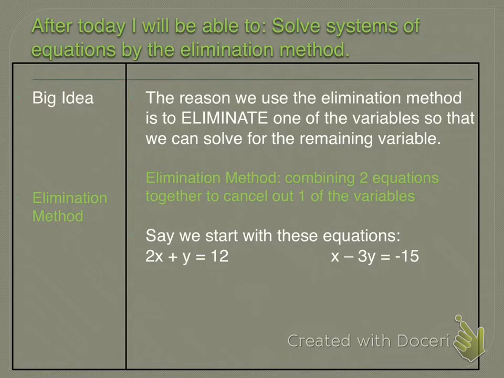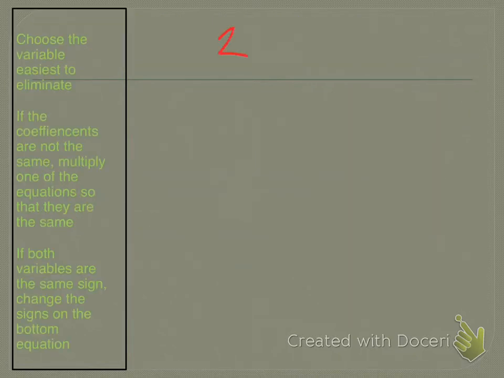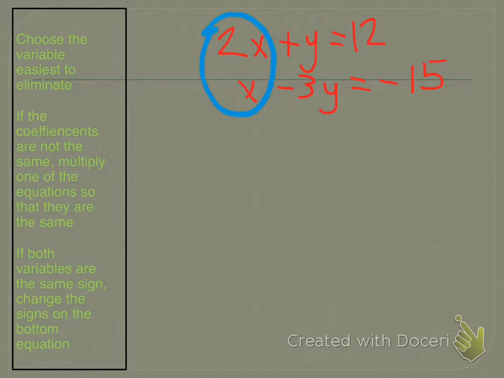But let's say that we start with these two equations. 2x plus y equals 12 and x minus 3y equals negative 15. Here we go. So 2x plus y equals 12 and x minus 3y equals negative 15. Now, the first step, choose the easiest variable to eliminate. You have a couple choices. Do I want to eliminate the x, or do I want to eliminate the y?